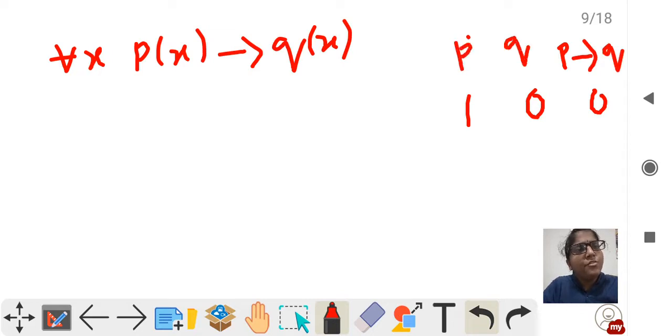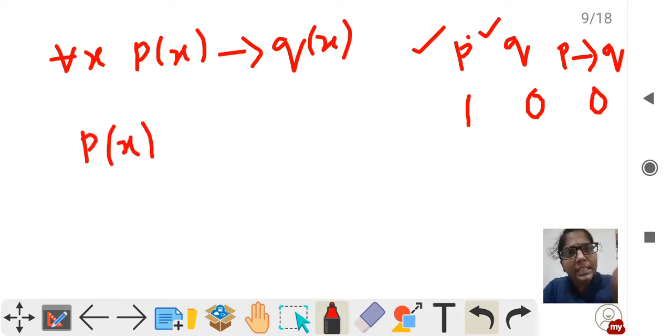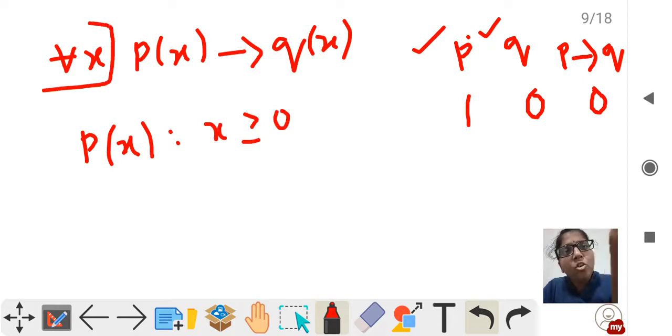P implies Q: if P is true and Q is false, then only P implies Q will become a false statement. So you check when P will be true. See here, if we have P(x) as x greater than or equal to 0, we have to prove it for all x. What is this quantifier? It is a universal quantifier given here. So P(x) is x greater than or equal to 0.